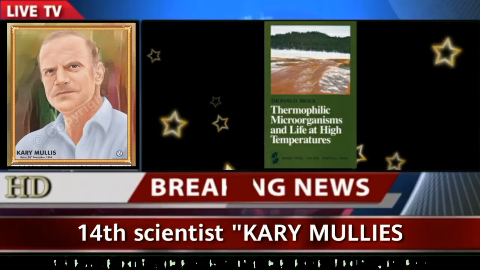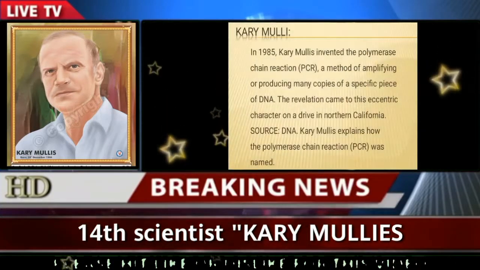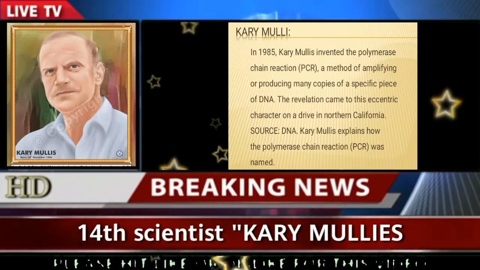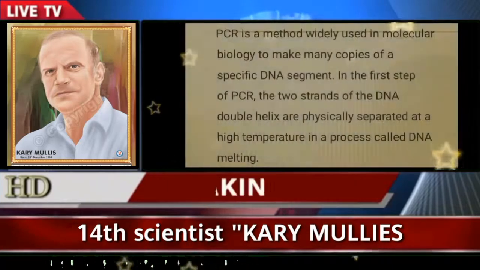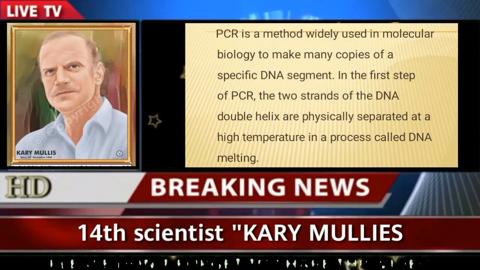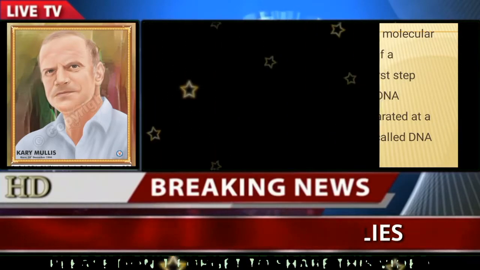PCR is a method widely used in molecular biology to make many copies of a specific DNA segment. In the first step of PCR, the two strands of the DNA double helix are physically separated at a high temperature in a process called DNA melting.